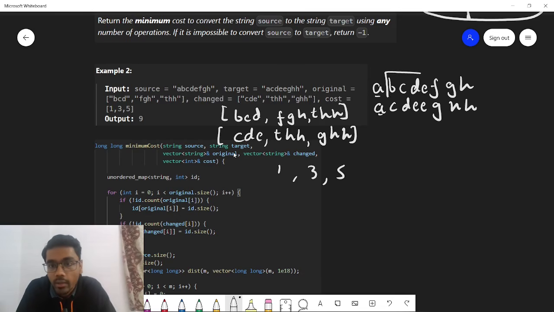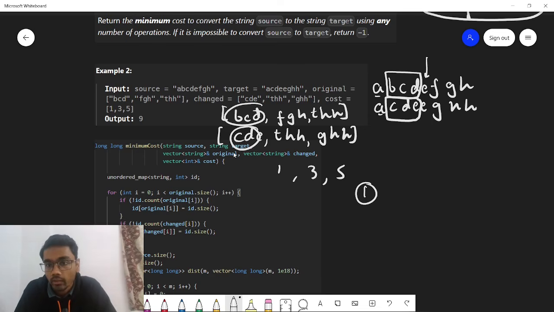You can see this is BCD, and this is CDE. This substring is not matching in the source and target. That means we need to convert this source substring to the target substring with some transition. Can we convert BCD to CDE? Yes, BCD to CDE is possible, so it will take a cost of 1. So till now we have a cost of 1, and we have converted this BCD part to CDE. The next character is E, and E and E are matching, so we don't do any operation. The next character is F.